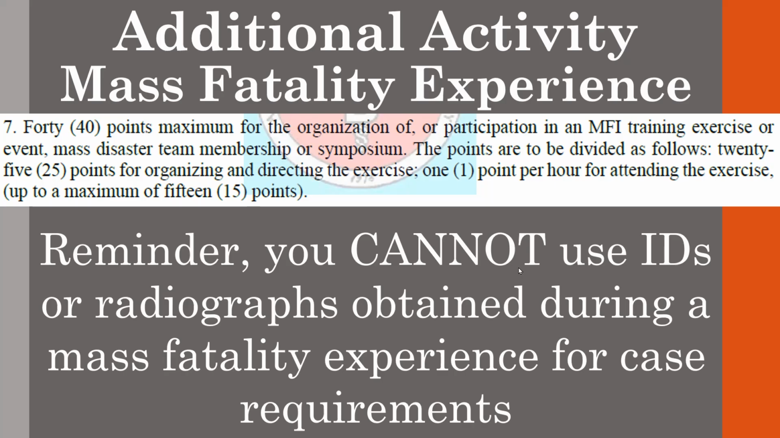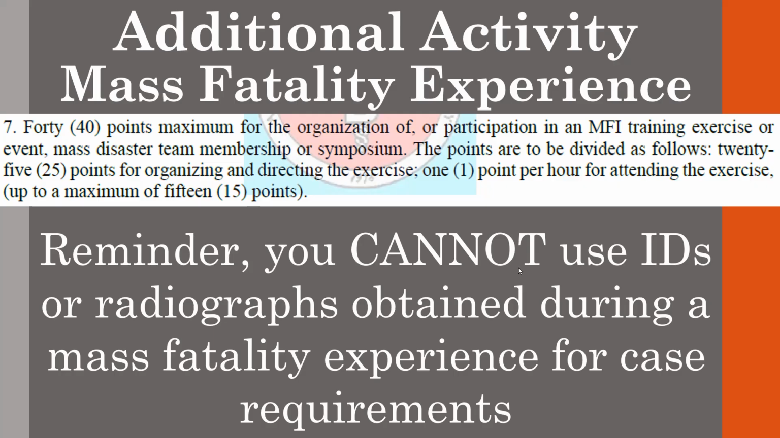The 7th way that you can earn additional activity points is by participating in a mass disaster or mass fatality event. So there are different ways that you can earn points. You can earn 1 point per hour for attending or participating in an exercise. Then you can earn 25 points for organizing and directing.